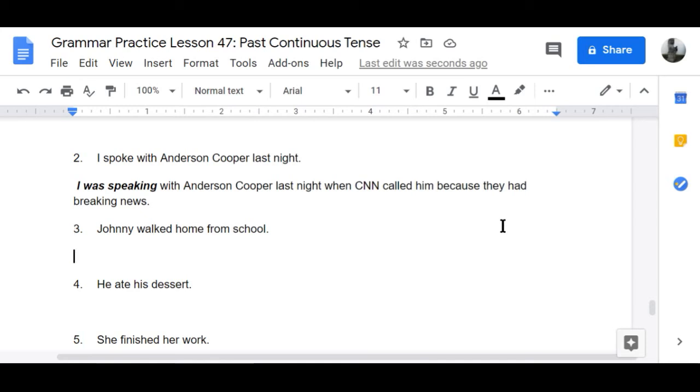3. Johnny walked home. Guys, when you are doing your lessons, if you want to change the name, like Anderson Cooper, for example, you can put Madonna, Britney Spears, Bradley Cooper, Bruno Mars. You guys just go with anyone you like, okay? So I was speaking with Anderson Cooper, my example, last night when CNN called him. I love CNN because they had breaking news, okay? And Anderson Cooper kills it.